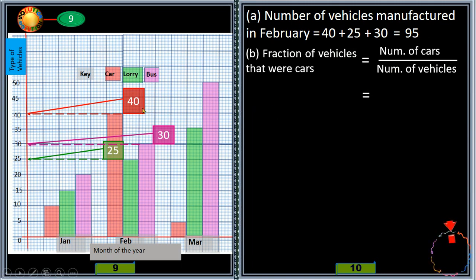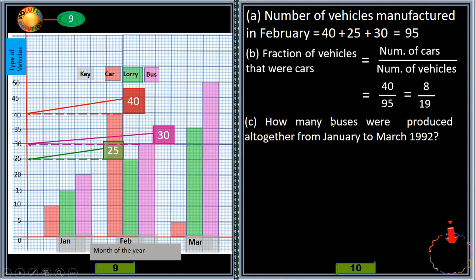Like I said, the number of cars produced here is 40, while the total number of vehicles produced is 95. So we divide 40 by 95. Now, removing the common factor, that will give me 8 over 19. So therefore, the fraction will give us 8 over 19. Then we'll go to the next question.